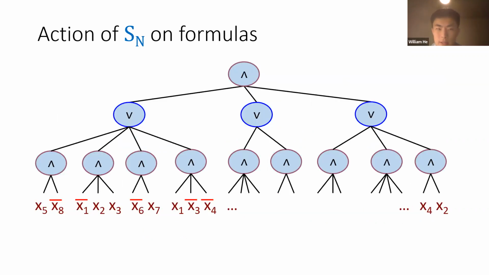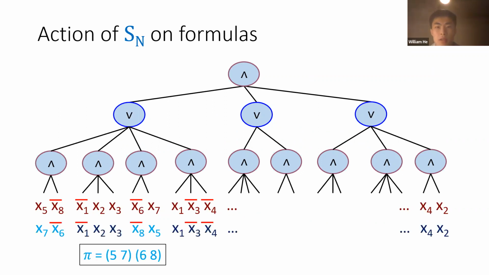So that's the action of Sn on functions, but we also want to define the action of Sn on formulas, and we'll do it similarly in that the action on the formulas will be induced by the action on the inputs. So here I have a formula, and I'm going to let pi act on the formula. Pi is the transposition of 5 and 7 and 6 and 8 multiplied together, and I'll take each input xi and send it to x pi of i. So here I sent x5 to x7, x8 to x6.